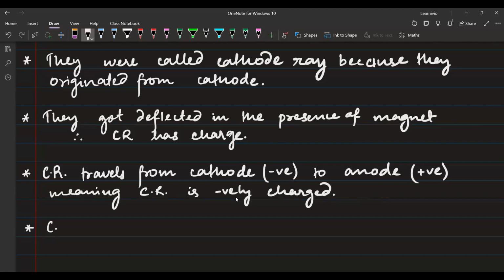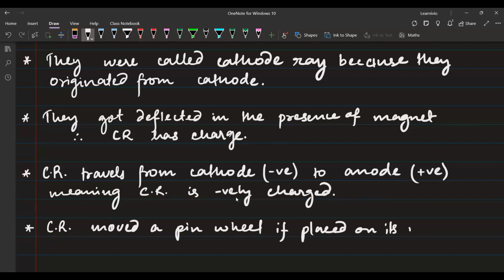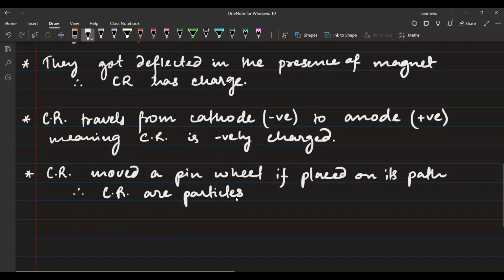Next point. Cathode ray moved a pin beam, a paddle-type wheel that was placed on its path. Therefore, we can say cathode rays are particles. Now, another one of the observations, later it was seen that cathode ray travels at the speed of light.